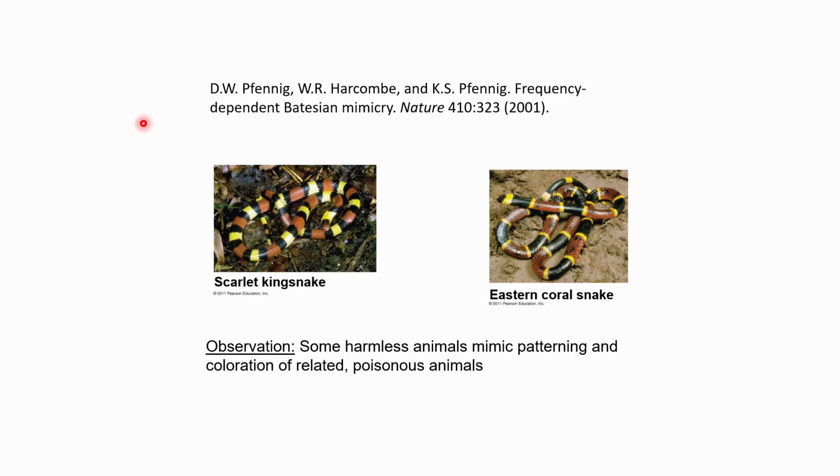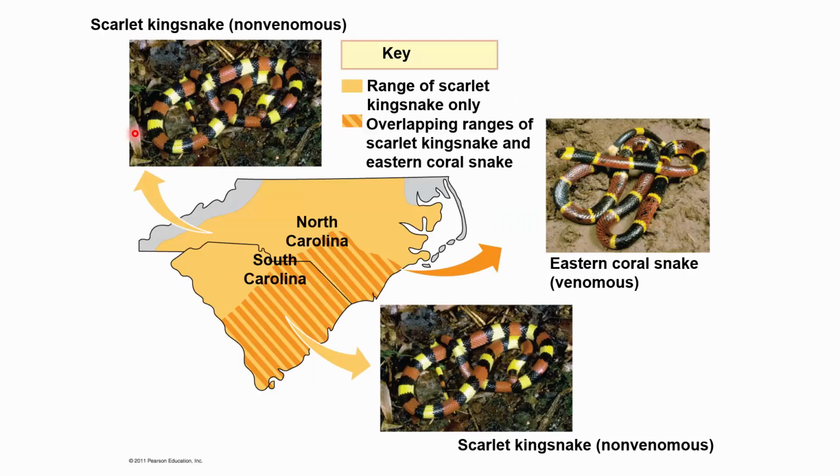So the long-known observation was that some harmless animals mimic patterning and coloration of related poisonous animals. Their test organism was the scarlet king snake, which is a non-venomous snake that lives wherever you see just plain yellow. Here, this is the range, the habitat, of the scarlet king snakes. And that range extends into a range that is also inhabited by the eastern coral snake. So dark orange is the range of the eastern coral snake, and notice we have this overlap of the two snakes.